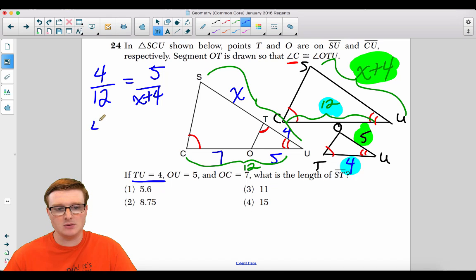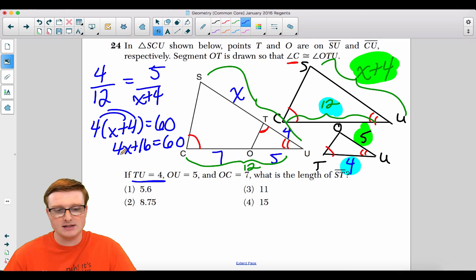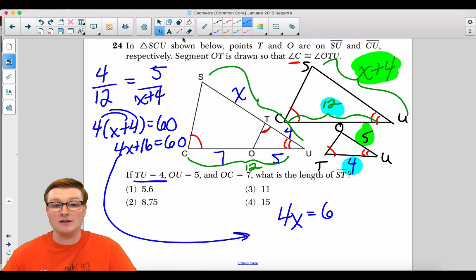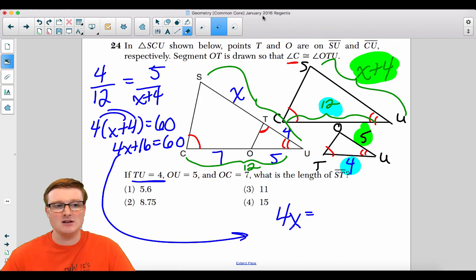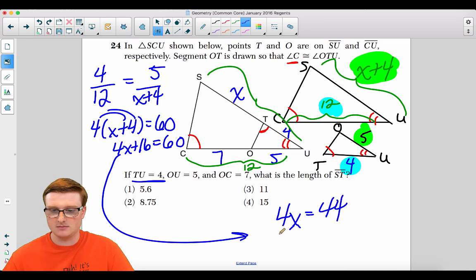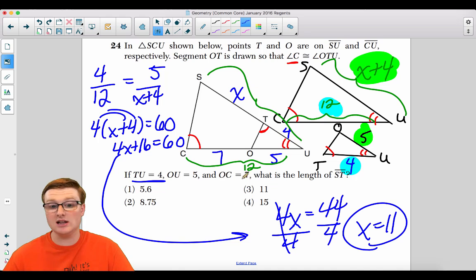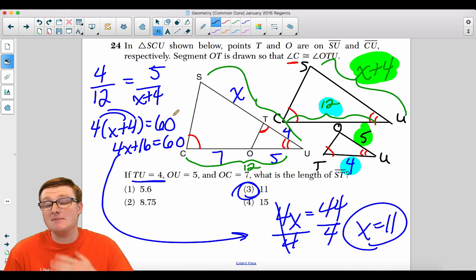Cross multiply and solve. So we get 4 times x plus 4 is equal to 60. Distribute that 4. You get 4x plus 16 is equal to 60. I'm going to move it down here. So we get 4x, we subtract the 16 on both sides, and we get 44. My apologies. We get 44. Divide by 4 on both sides, and you get x is equal to 11, which is the length of ST, so that's going to be choice 3. That was definitely a step up in difficulty level. In my opinion, hardest multiple choice on this entire exam.